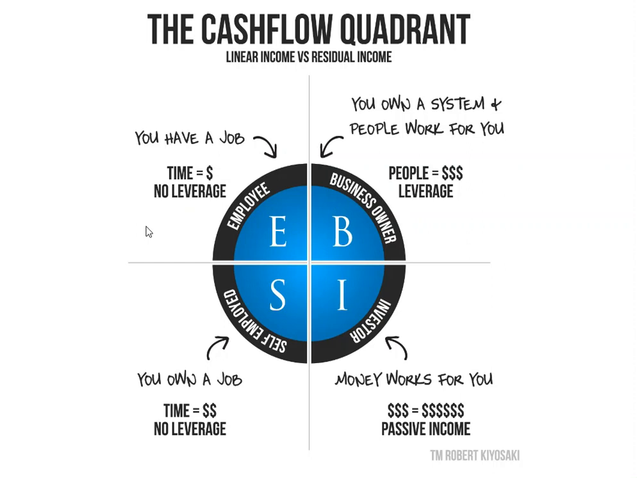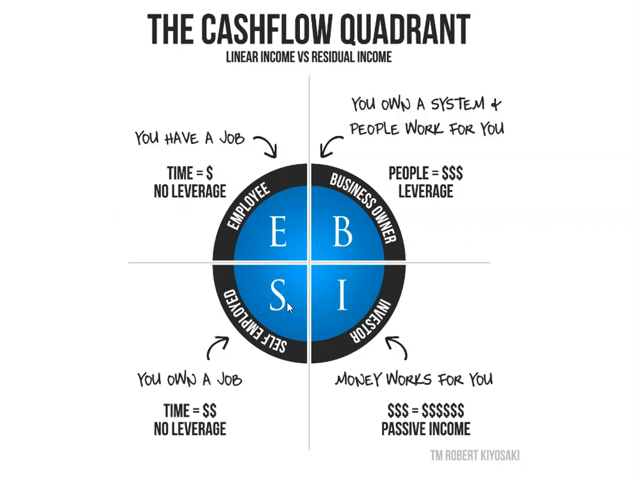Really quickly, the left-hand side is the linear income side, where you're trading your time for money. Most people fall in this employee quadrant, which is totally fine. It's definitely fine to have a job, pay your bills, keep up, nothing wrong with that. But honestly, that's something most people want to get out of. They would love to have more flexibility. I think we can all agree with that. Again, there's no leverage here because you're just trading your time for money.